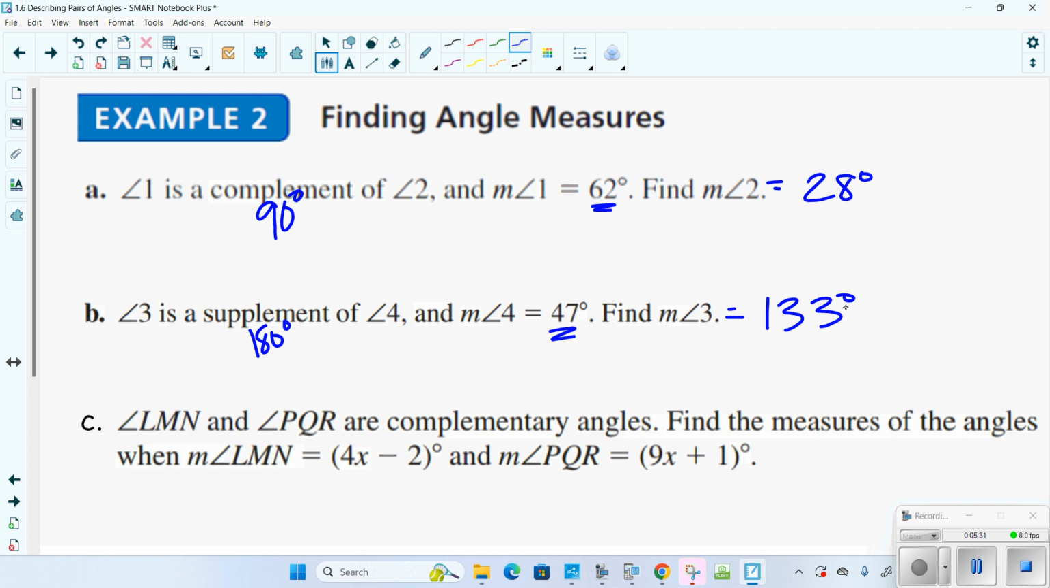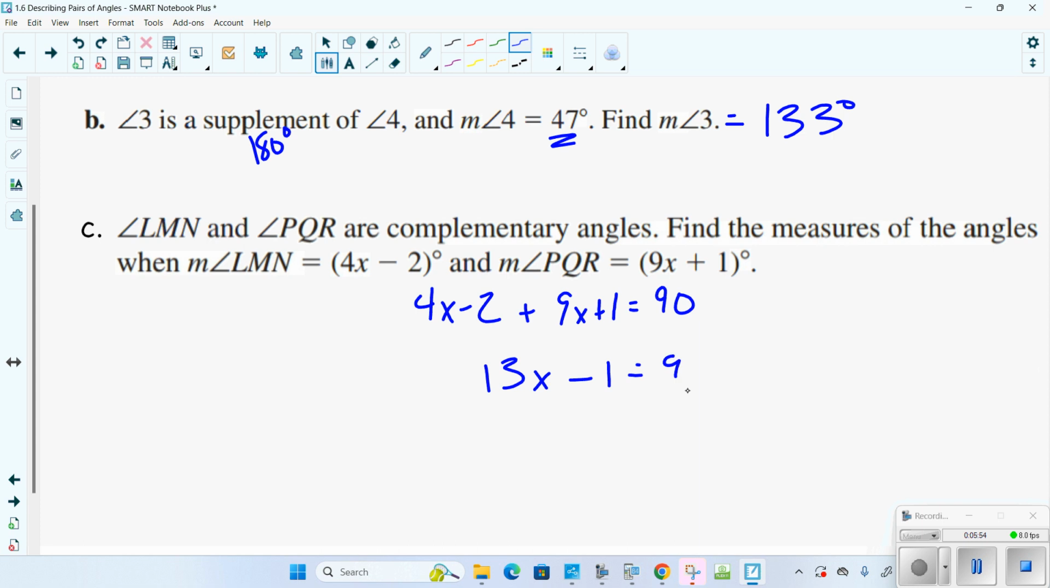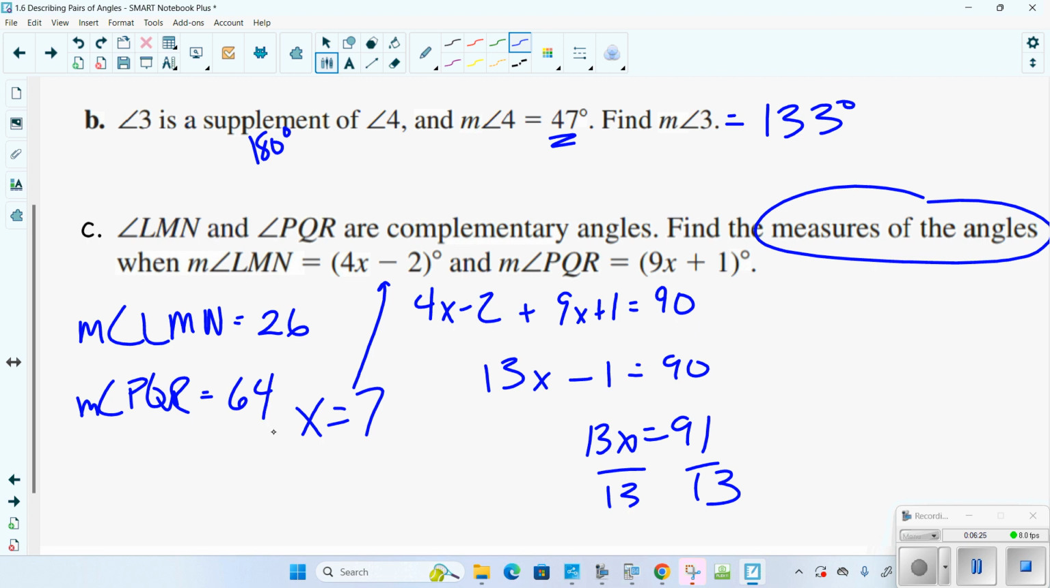Now, doing this more as an equation, angle LMN and angle PQR are complementary angles. Find the measure of angle LMN if 4x minus 2 and 9x plus 1 have to add up to 90 degrees because they're complementary. Now, I don't have a lot of space on this particular one, so I'm going to scroll down, but algebra, 13x equals 91. Divide by 13, x would equal 7. And it just says find the measure of the angles. A common mistake here is to stop. Yes, x does equal 7, but the measure of angle LMN, when I plug 7 in here, is 26. And the measure of angle PQR, plugging that in, is 64 degrees.